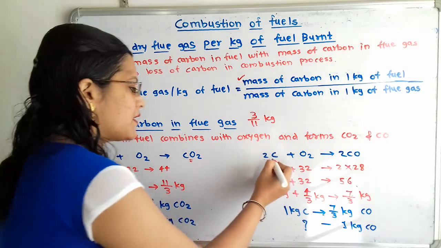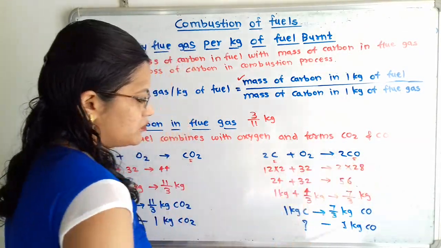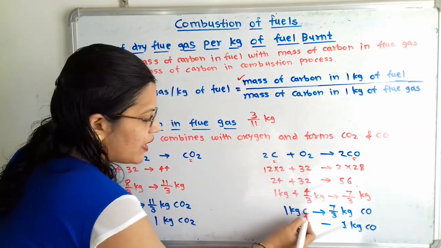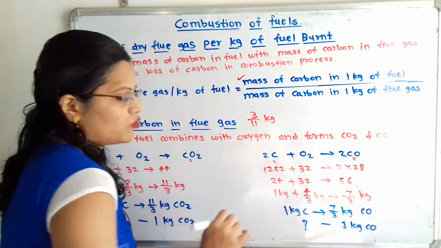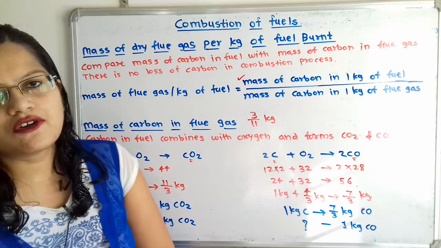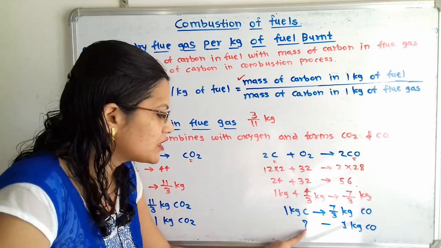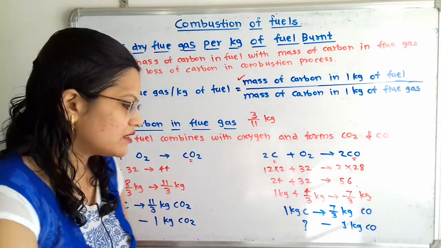Now we will compare this carbon and carbon monoxide. So 1 kilogram of carbon will give us 7/3 kilogram of carbon monoxide. Now in 1 kilogram of carbon monoxide, what is the amount of carbon? So here is a question mark.